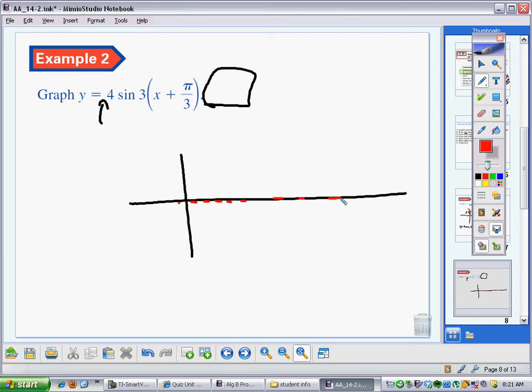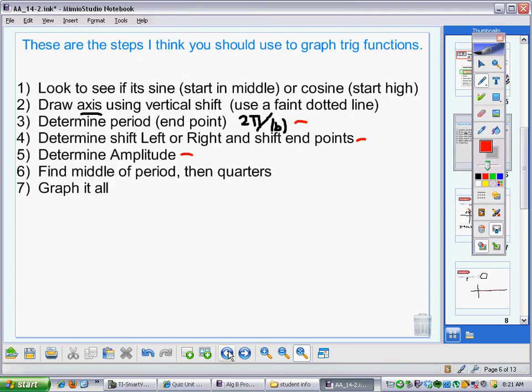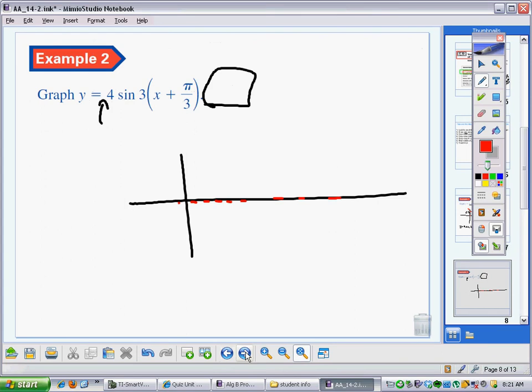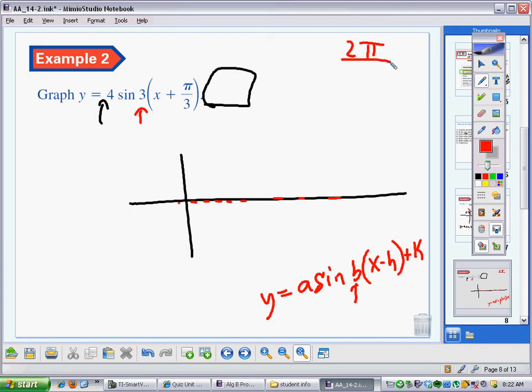Okay, I'm going to go back a couple slides because I forgot my steps until I get the hang of this. Step 3, determine the period. 2 pi divided by b. What's b in this problem? 3. It's the number in front of the x. It should be pulled out in parentheses. My formula is y equals a sine of b parentheses x minus h plus k. So my b is right there. That's how I figure out my period. It's 2 pi divided by the absolute value of 3, which is 2/3 pi.